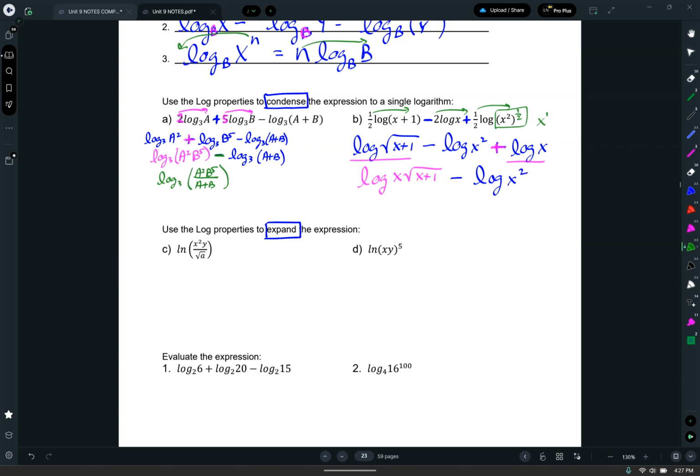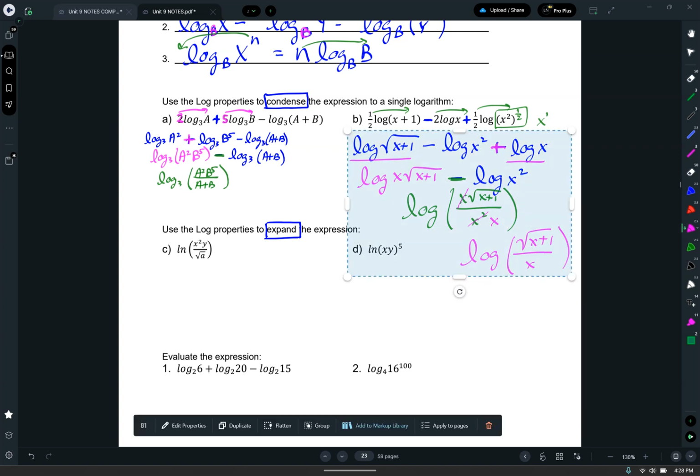Okay, and then my final step, notice this is subtraction. So I'll combine them into a single log. It's going to become log of x times the square root all over x squared. Now actually on this one, I've combined them into a single log, but I could simplify on the inside. Do you see that this x would cancel out with one of those x's and just leave an x? So what I'm going to have left here is log of square root of x plus 1 over x. And that's my single log, and that's as simplified as I can get it.